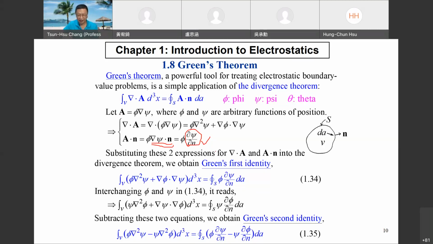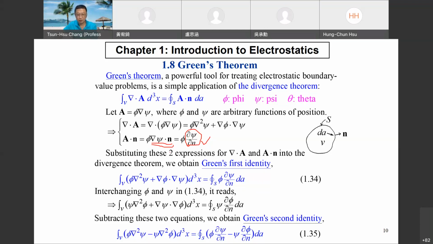OK, let's continue. Okay, so just a shorthand notation. You should gradually become familiar with this kind of shorthand notation. Jackson, unlike Griffiths, preferred shorthand notation. Okay. So Jackson will use a lot of shorthand notation.